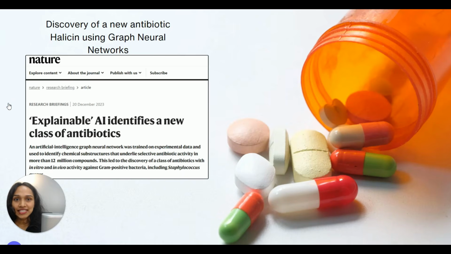Recently, a group of researchers at MIT discovered a new class of antibiotics. This discovery of the new antibiotic halicin was done by using graph neural networks and explainable AI. This antibiotic can kill bacteria and pathogens which were resistant to almost all classes of antibiotics. This antibiotic resistance was a problem that researchers and scientists were dealing with for many years, and with the help of graph neural networks, these researchers could solve that problem.